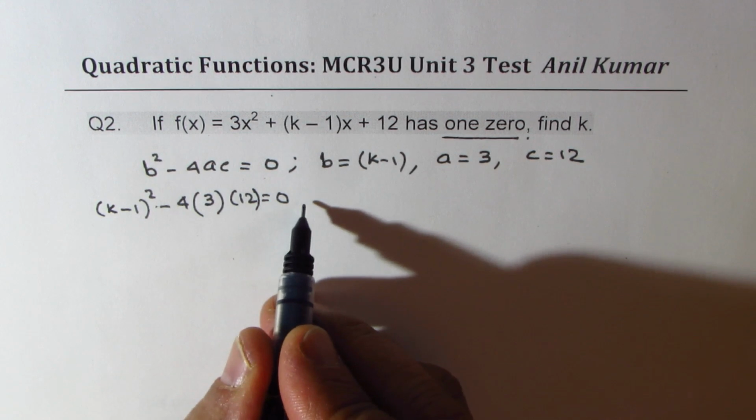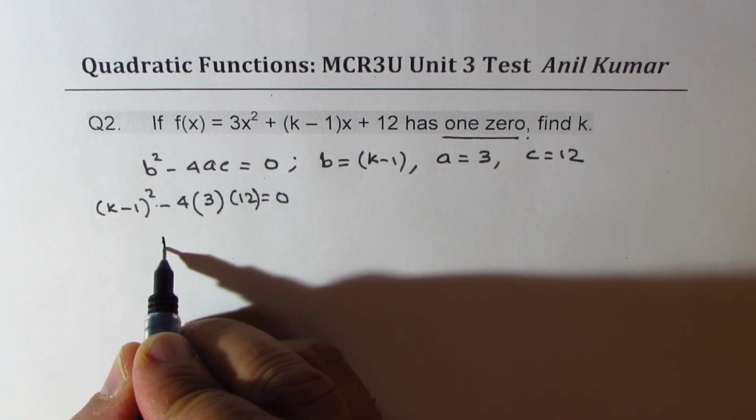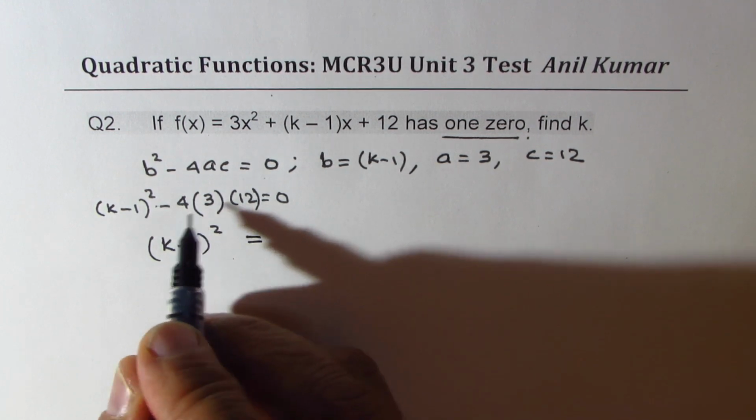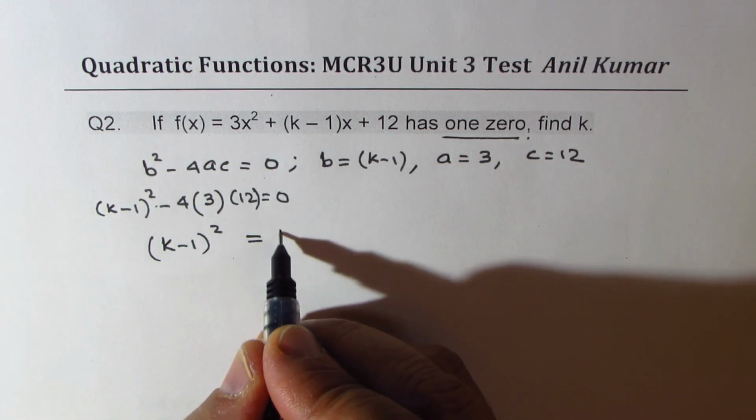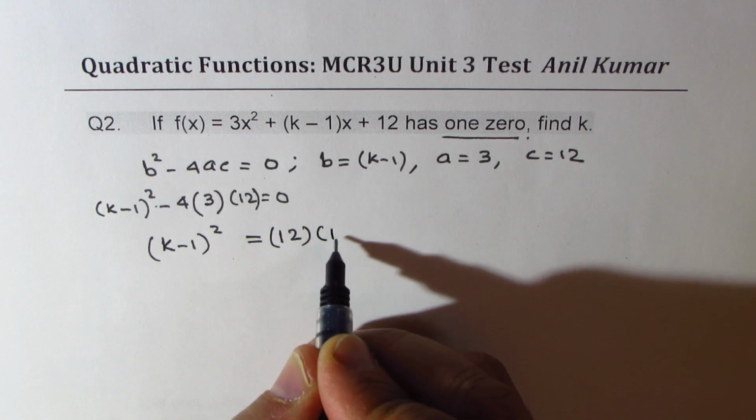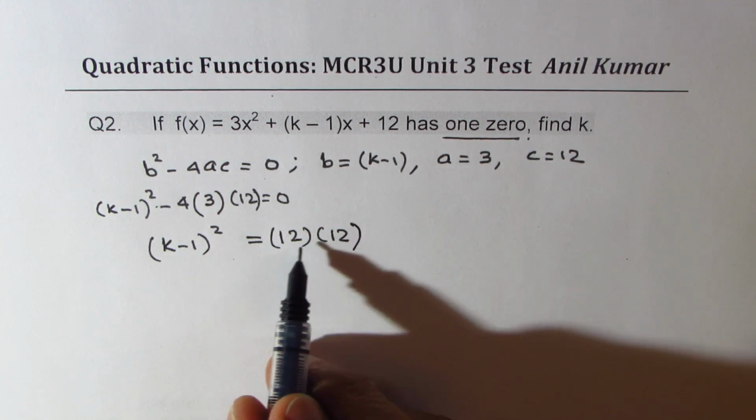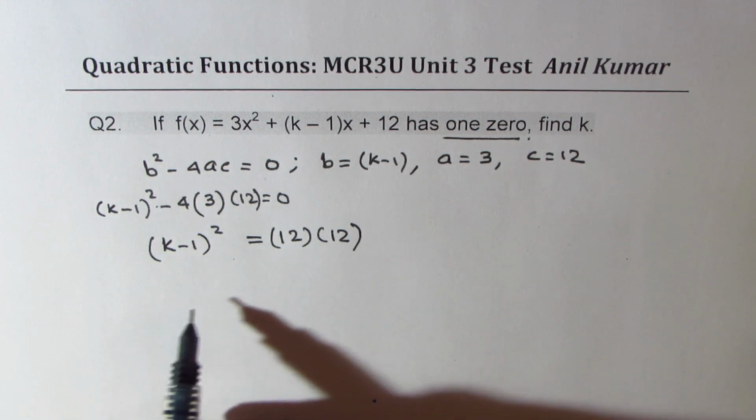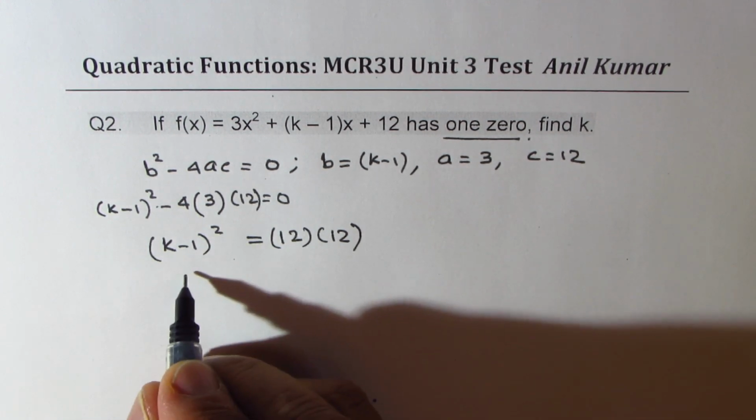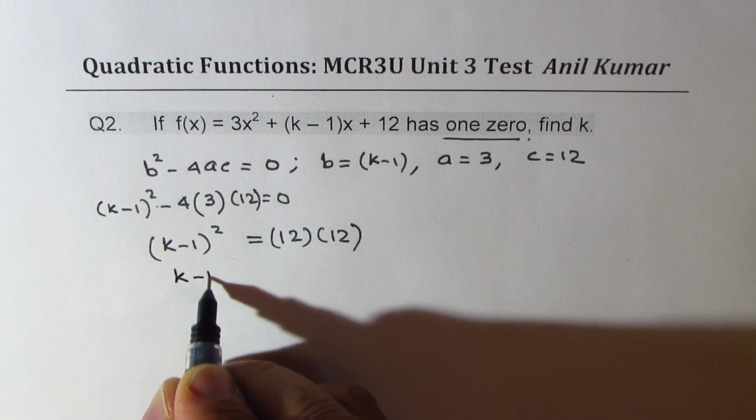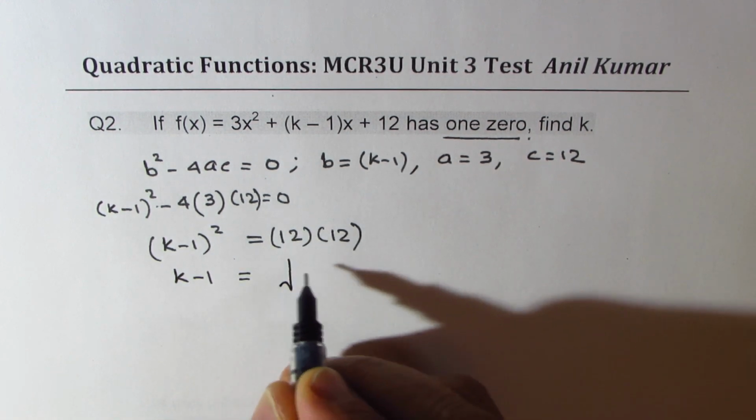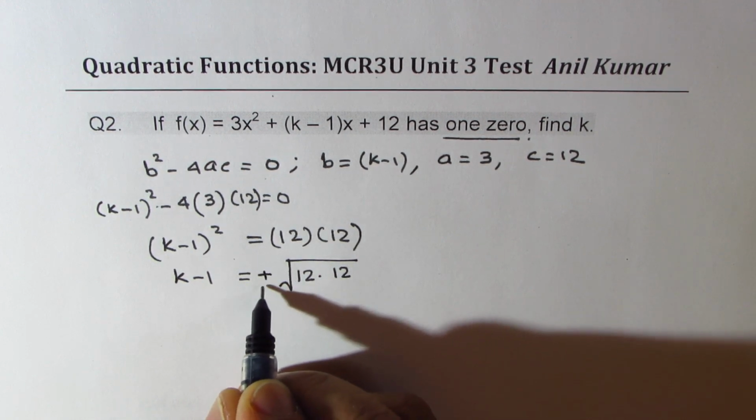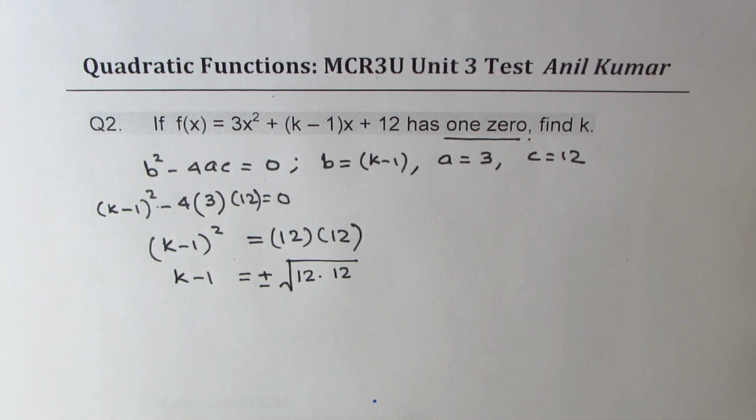So let's take these terms to the right side. So we get (k minus 1) whole squared equals 4 times 3 is 12. So it is basically 12 times 12. Purposely, I'm not writing 144, writing it as 12 times 12 since we have a square on this side. So let's do the square root. So we get k minus 1 equal to the square root of 12 times 12. Whenever you do a square root, you write plus and minus.